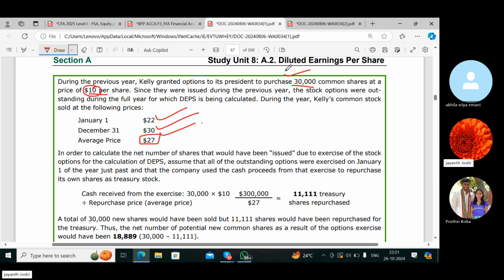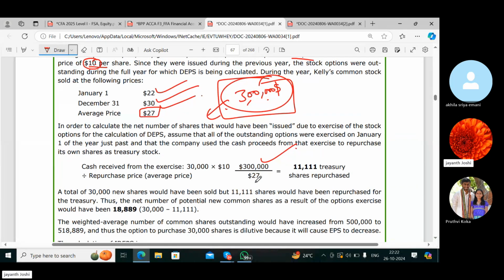So the company will sell the shares to the president, and the president will make the payment. How much? 30,000 into $10. So that will be $3 lakh. And what the company is doing is, after collecting those $3 lakh from the president, they are buying back their own shares with this entire amount. So we will see the number of shares they can buy. 3 lakhs divided by the average price 27. So they can buy how much? 11,111 shares. So 30,000 shares issued and 11,111 purchased or bought back.